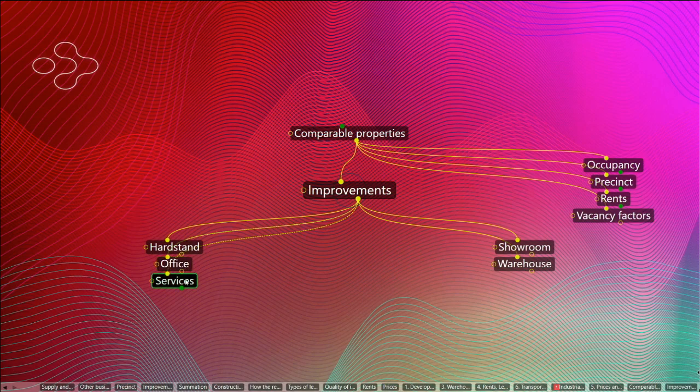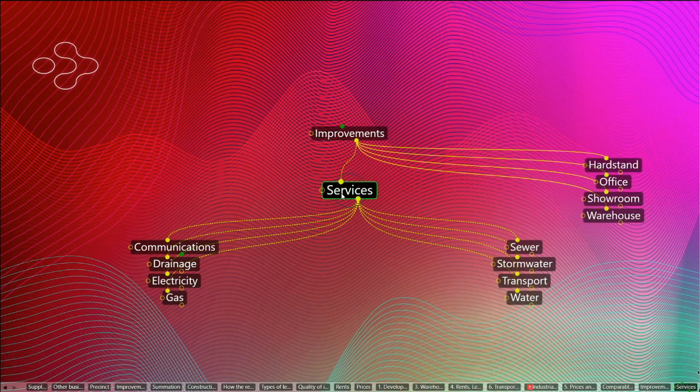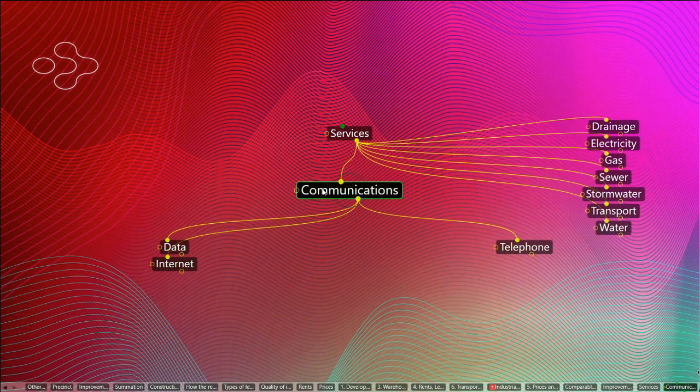Then, of course, you should consider the services. Now, this is quite important because within the topic, services in an industrial location are quite specific and important. These are the many topics here to think about: communications, drainage, electricity, gas, sewer, stormwater, transport, and water. And if you look at these individually, for example, communications, what do you need in an industrial property? Well, you need to communicate to the world, and that will involve data, internet, and telephone. How practical is the comparable property when it comes to communications in that specific area?